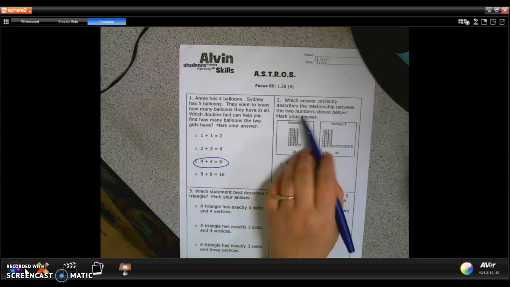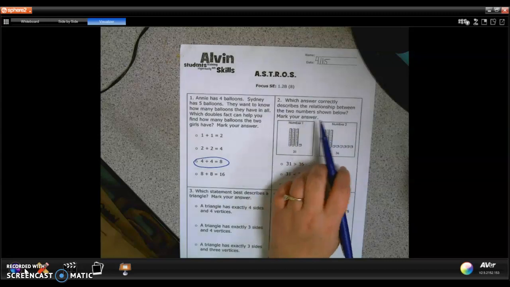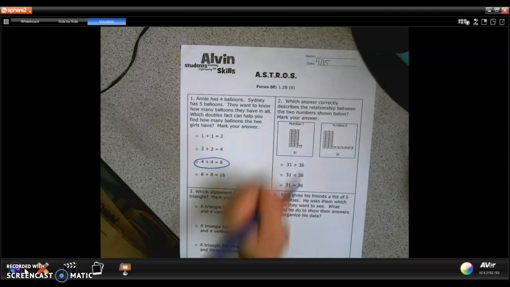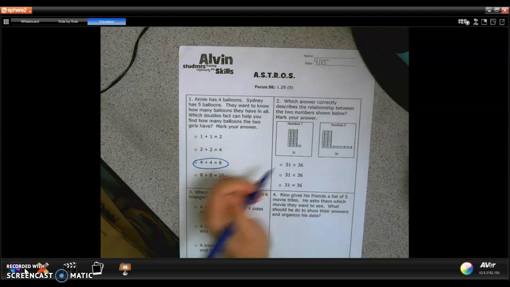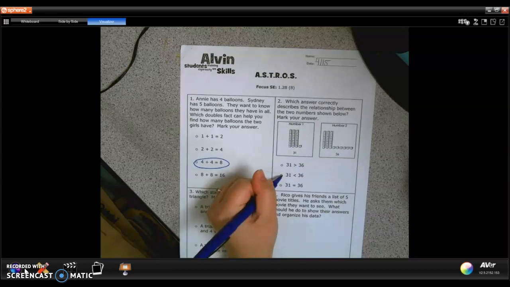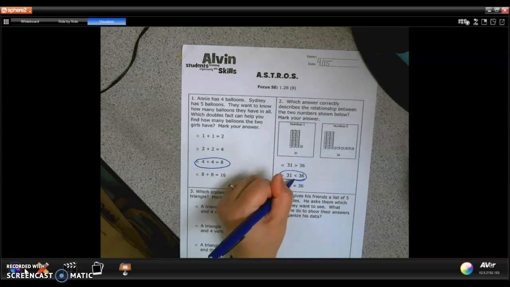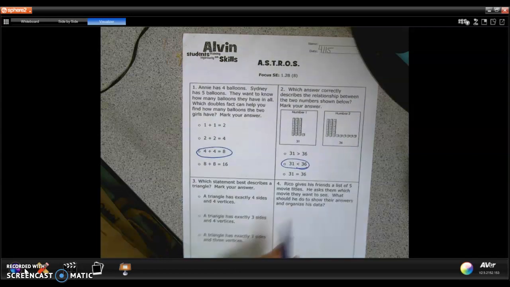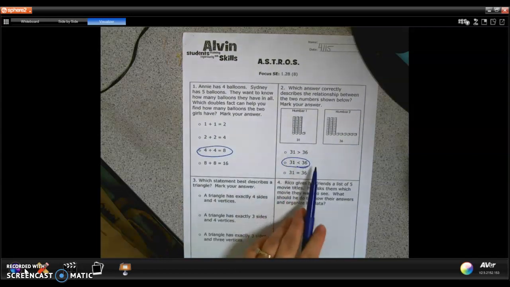Which answer correctly describes the relationship between the 2 numbers shown below? Mark your answer. Well, I have 31 and I have 36. So I know 31 is less than 36 because I'm reading this left to right.